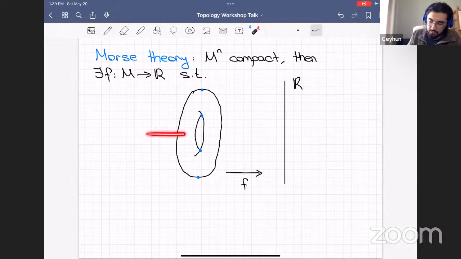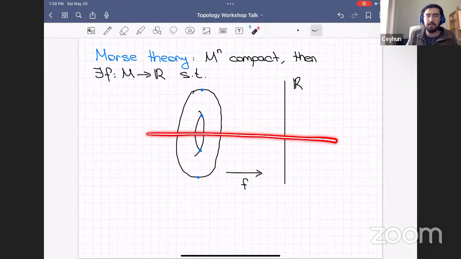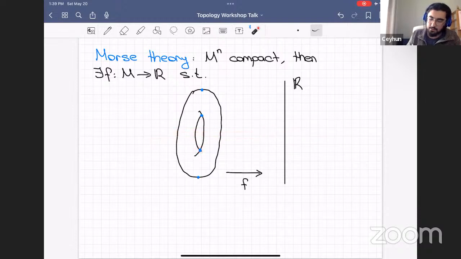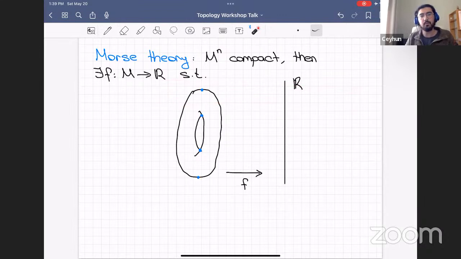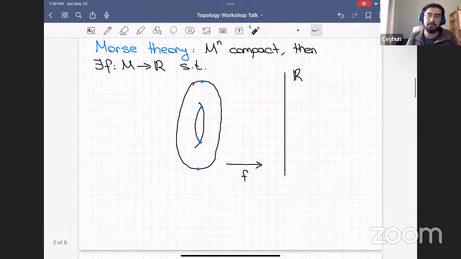And then we cross another critical point, and then there's something called an index of a critical point. Let's say the index of this critical point is K. Then when we cross this critical point, we attach an n-dimensional K handle. And then we continue, and then we continue. And we can do this for any manifold. We can find such an F.